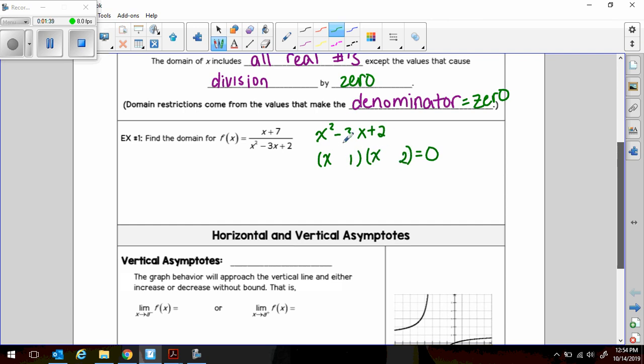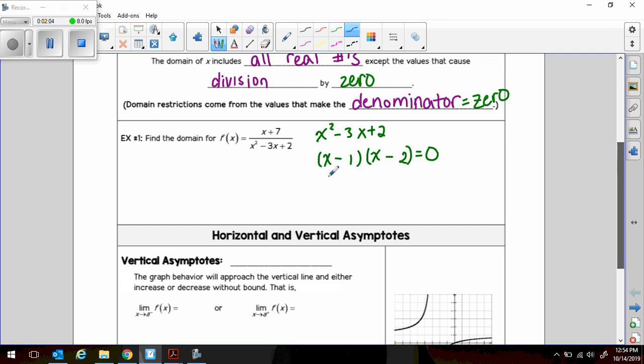Now, we want them to both be positive or both be negative. Since we're adding to be a negative, they're both going to be negative. And I'm just going to FOIL this quickly to make sure it works. X squared minus x minus 2x is minus 3x. Perfect. Negative 1 times negative 2 is positive 2. Very nice. So now we set each one equal to 0.